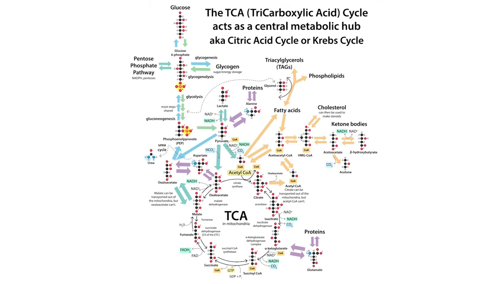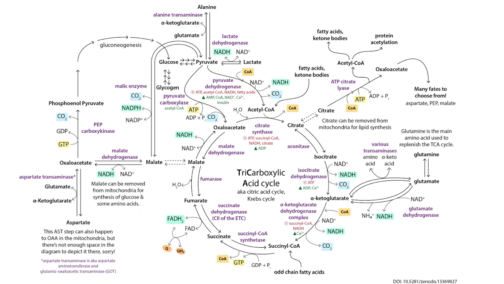But the real fun of the citric acid cycle comes when you do take things out. When you take out malate to make your glucose, when you take out citrate to make your fatty acids, when you take out alpha-ketoglutarate to make glutamate, when you do all these things, you're able to use these parts from the tricarboxylic acid cycle to do all sorts of things.